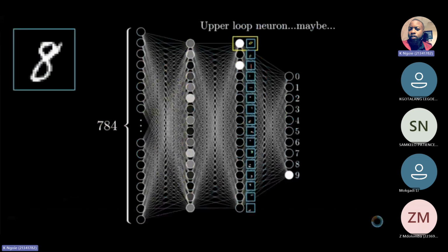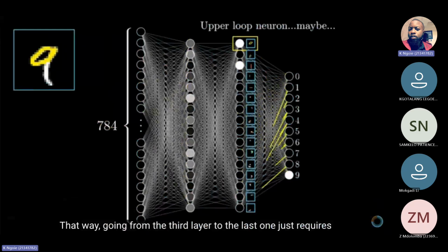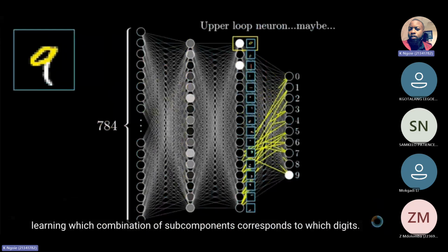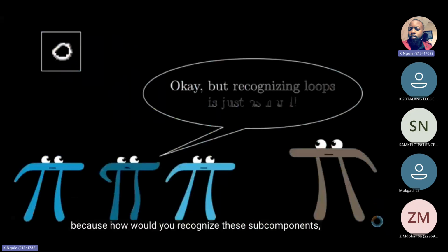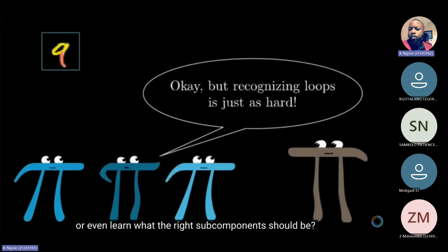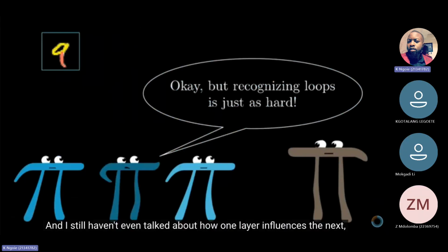That way, going from the third layer to the last one just requires learning which combination of subcomponents corresponds to which digits. Of course, that just kicks the problem down the road, because how would you recognize these subcomponents or even learn what the right subcomponents should be? And I still haven't even talked about how one layer influences the next, but run with me on this one for a moment.